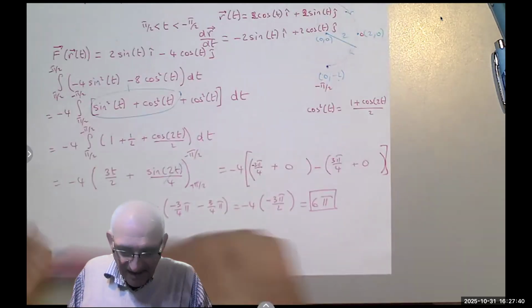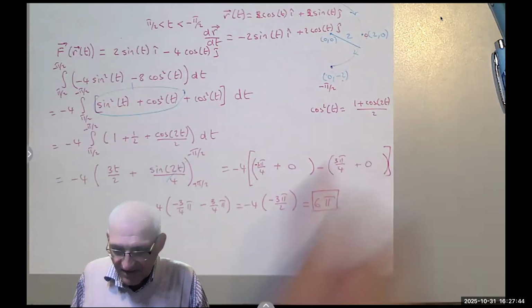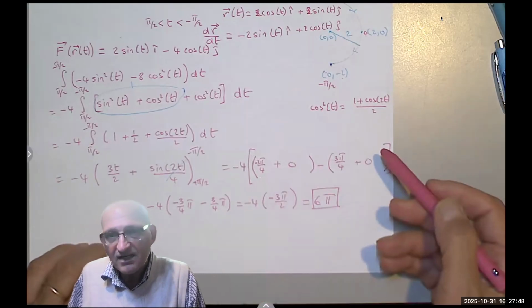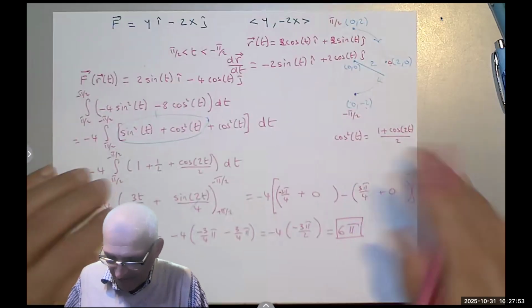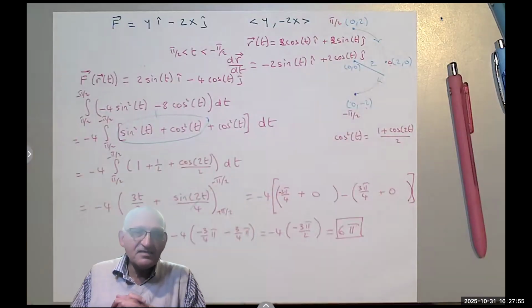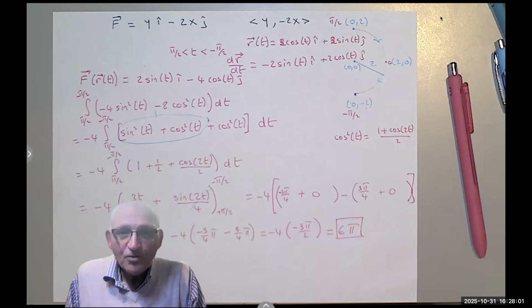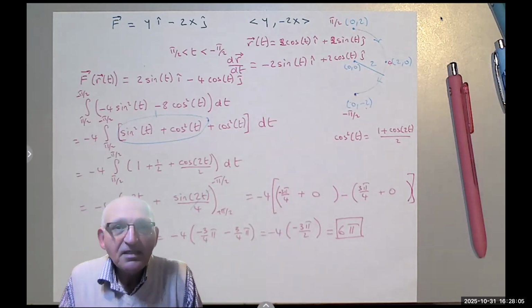Notice that, as I said, I could have switched the negatives and everything would have been positive except this. So I would have 4 times 3 pi over 4 minus negative 3 pi over 4, and you get the same answer exactly. And it was nice that the signs canceled and I only had to integrate 3t over 2, really, right? Hope that was a short and easy example.